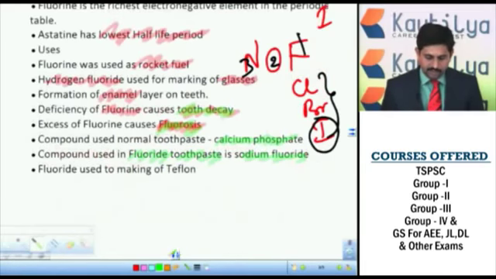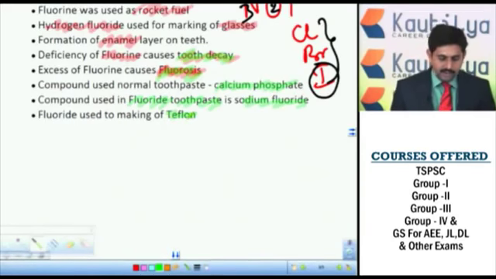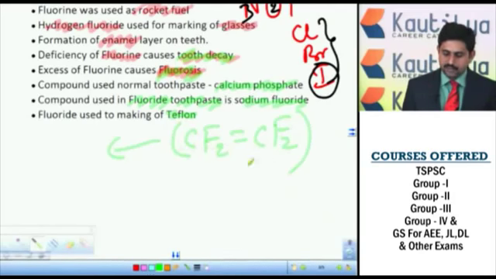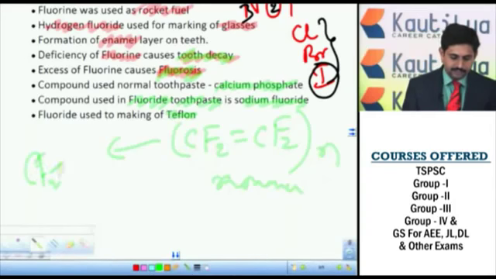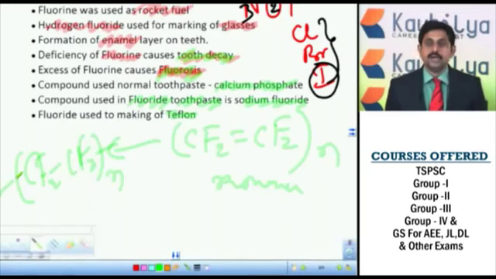Then Teflon, the non-stick pan coating, is a constituent of fluorine, as I told you already. Teflon is a polymer of tetrafluoroethene. Tetrafluoroethene is the monomer, which is converted into the polymer. This Teflon is coated on the pan, which acts as a non-stick surface.